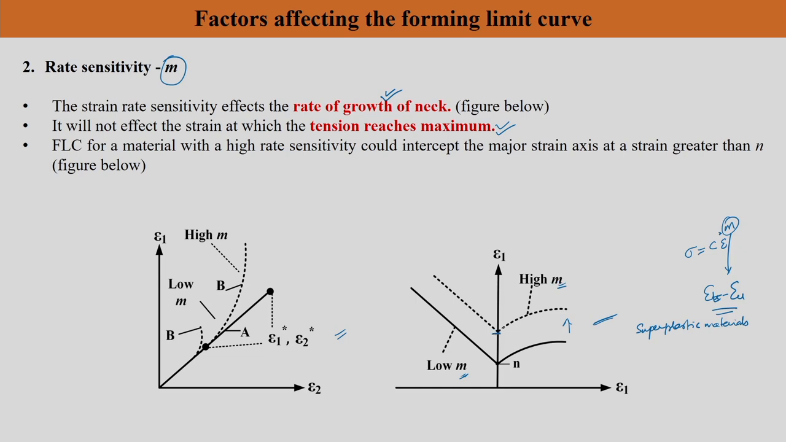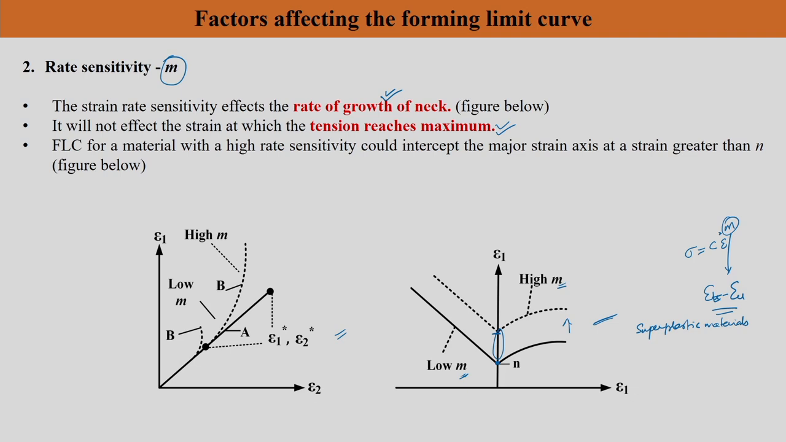But it may so happen that for materials which have a higher M value, your plane strain may not be closer to N value, it will be larger than N value. You can see that for lower M, it is N, which is what we discussed in the previous section, FLD0. But for higher M value, it will be better than N. So you have a better window in plane strain also. If you have a material with one particular N value, but the same material has a larger M value, then you may have a little bit more window for safe deformation even in plane strain.